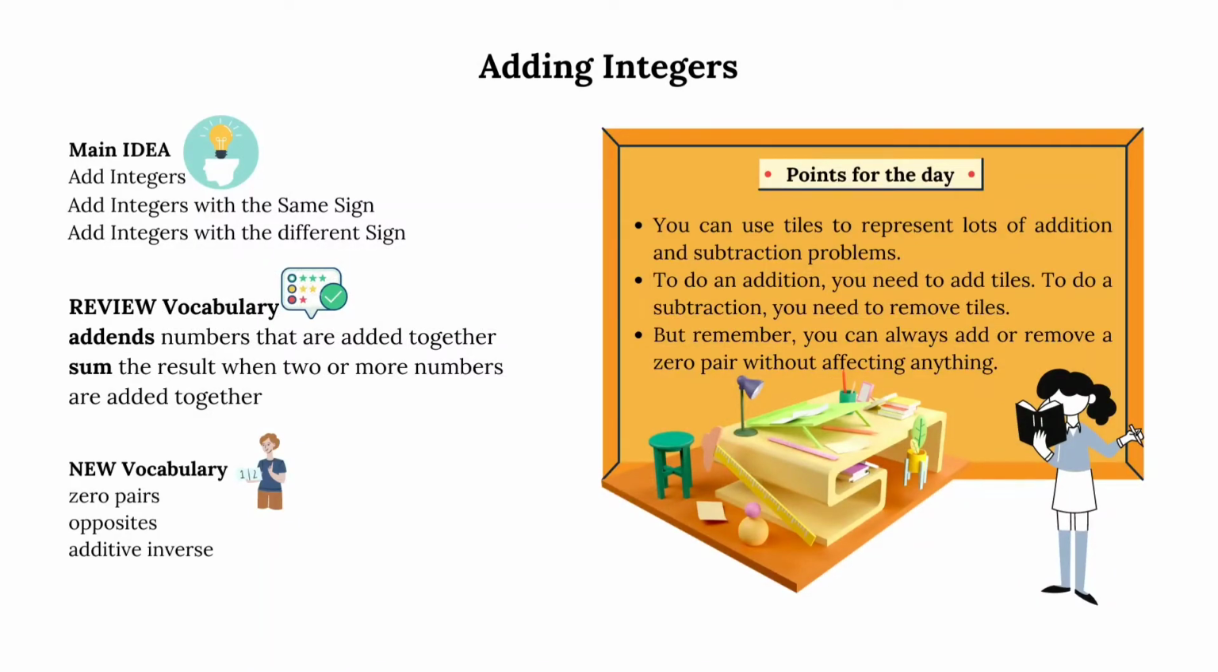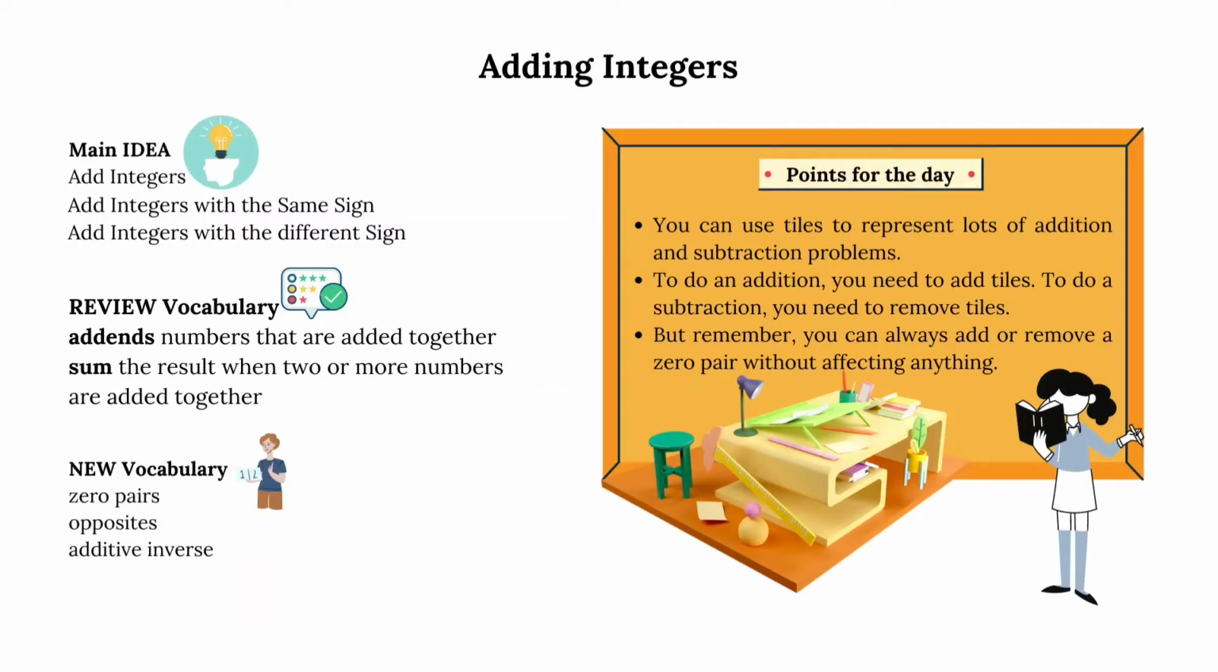Points for the day. You can use tiles to represent lots of addition and subtraction problems. To do an addition, you need to add tiles. To do a subtraction, you need to remove tiles. But remember, you can always add or remove a zero pair without affecting anything. Now, what is this zero pair?